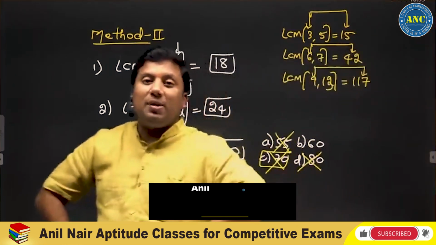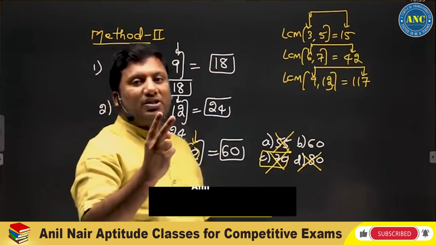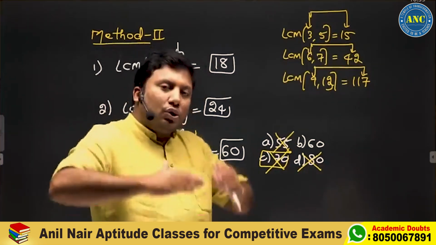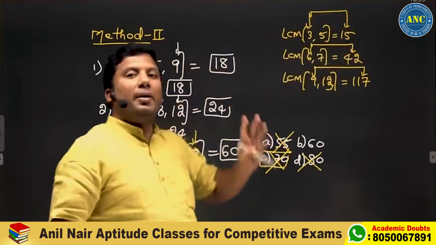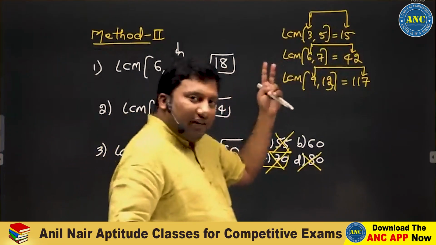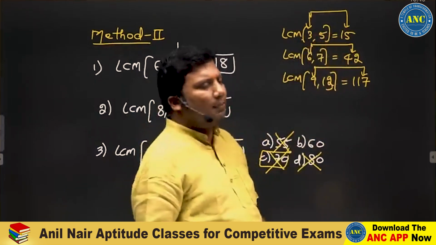So what is the concept that we discussed in method number 1? If both of them are multiples of k, the answer will be a multiple of k. In method number 2, I am going 100 feet down. If one of them is a multiple of k, the answer will also be a multiple of k. Are you all with me? It is definitely true that if both of them are multiples of k, the answer will be a multiple of k.